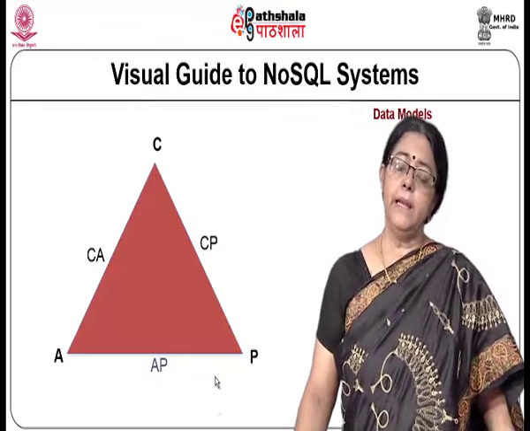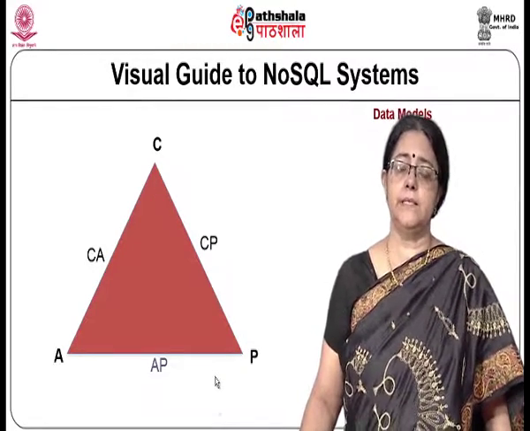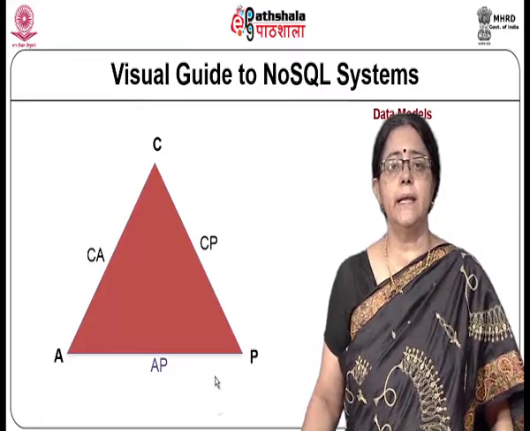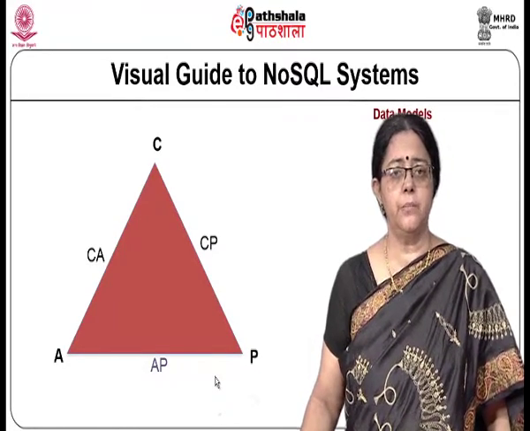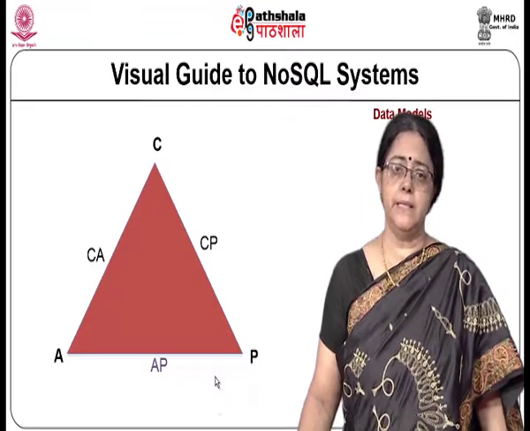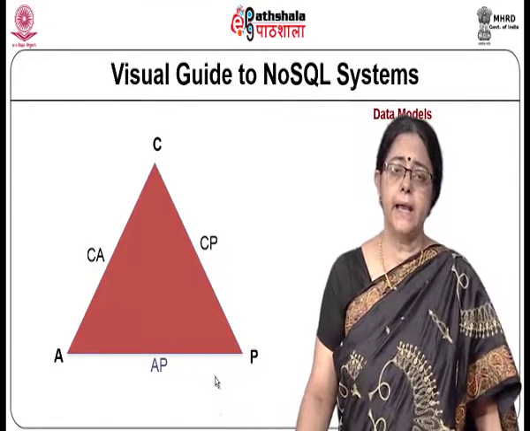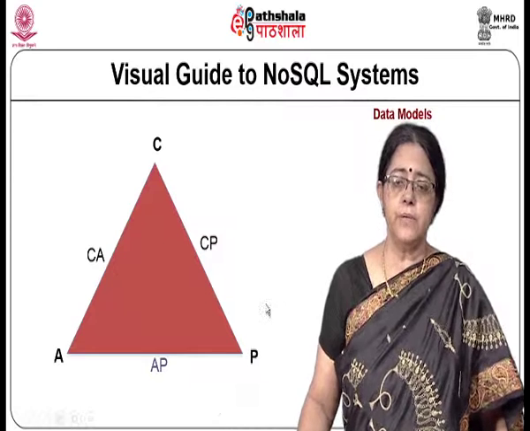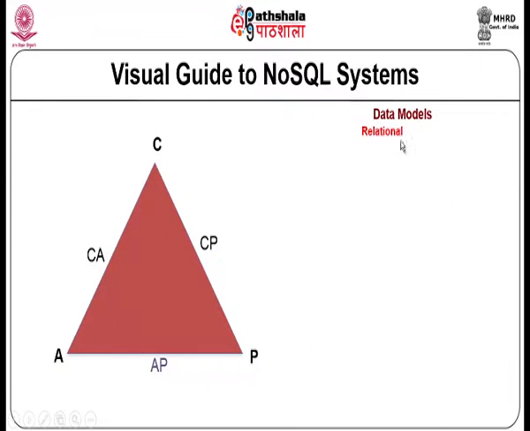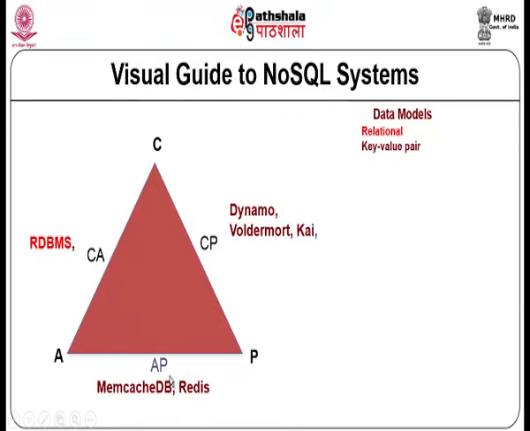Now, when we look at these NoSQL systems, where do they stand in terms of CAP and Brewer's theorem? All these have to follow Brewer's theorem in the sense that they cannot have all three properties. So, we start with our first data model, which is the relational model. We know that the relational model is a CA model. Next, we see the key value pairs. Some of the key value pairs are CP, like Voldemort, and some are AP like Memcached-DB, Redis, etc.